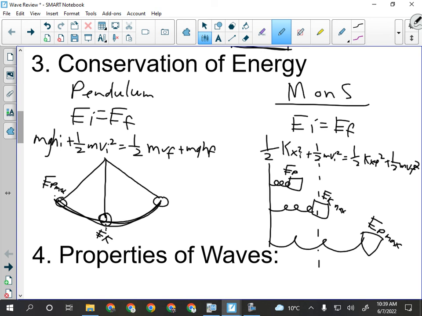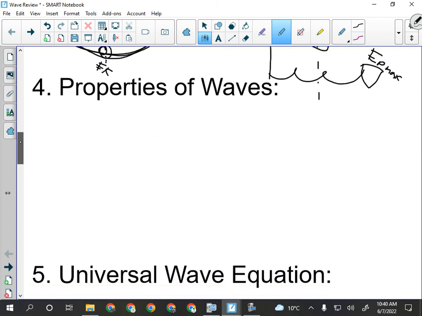Then we went to properties of waves. That was the last of the conservation of energy stuff. Okay. So the stuff you did on your assignment for simple harmonic motion, you guys did well on that. Don't expect that I'm going to ask anything harder than what was on that. In fact, probably most of the stuff is easier than what was on there. Okay. Properties of waves.